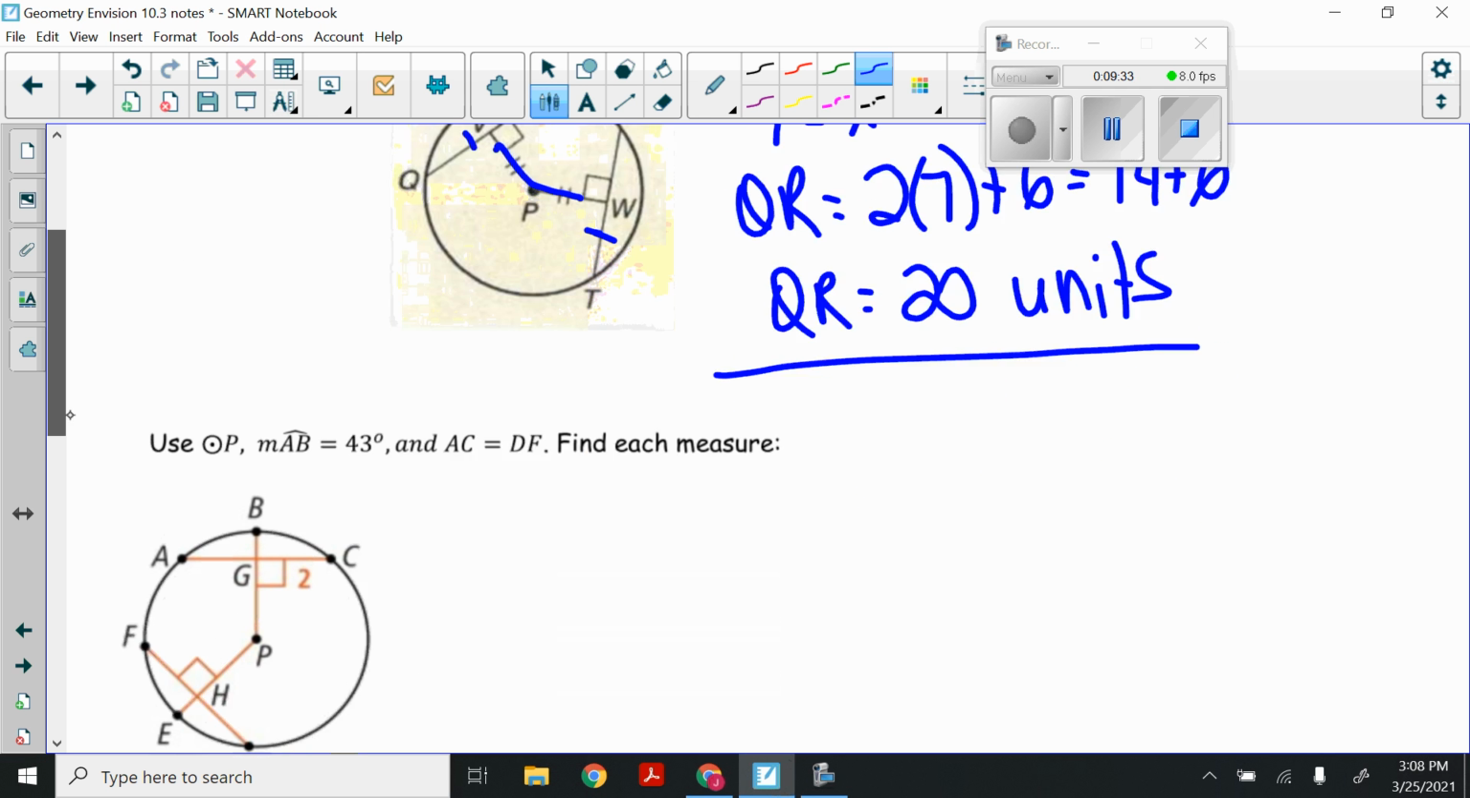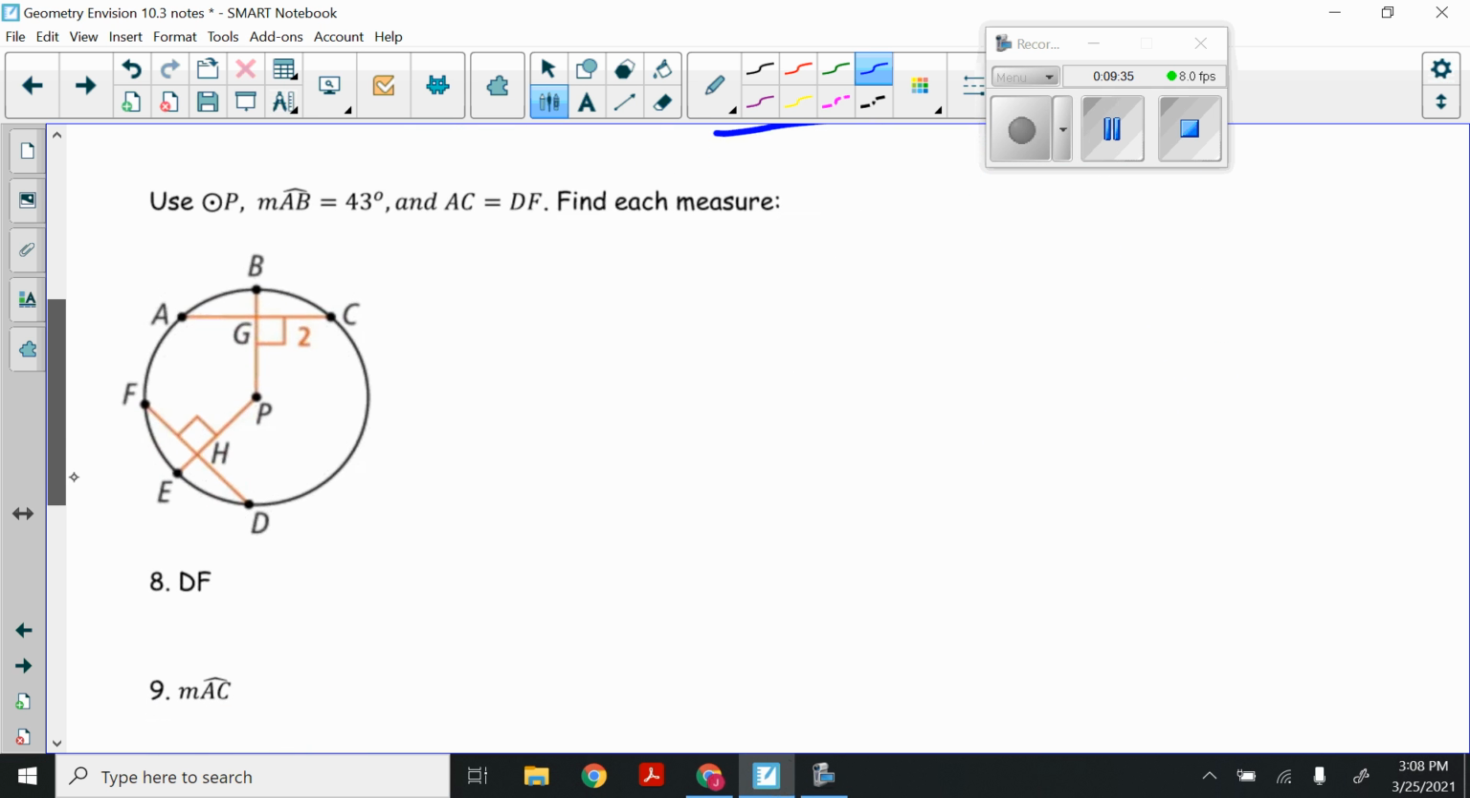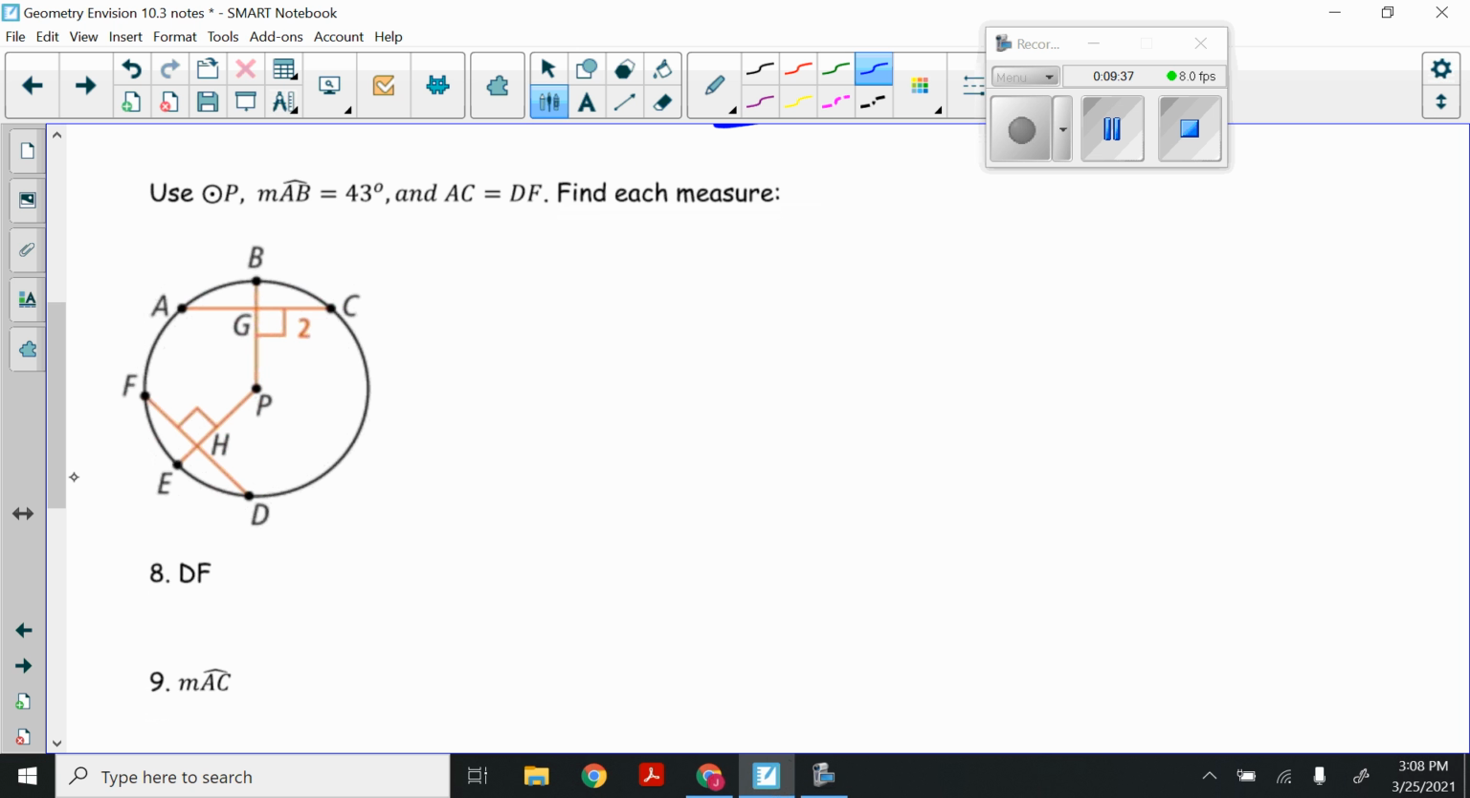All right, last picture. Use circle P. The measure of arc AB, so A to B, that is 43 degrees. AC equals DF, okay, so this and this are congruent, so that means those are congruent. Find each measure. So DF is the very first thing that they want me to find, okay? So I know that that and that are the same since it was perpendicular. So if that's 43, that's 43.